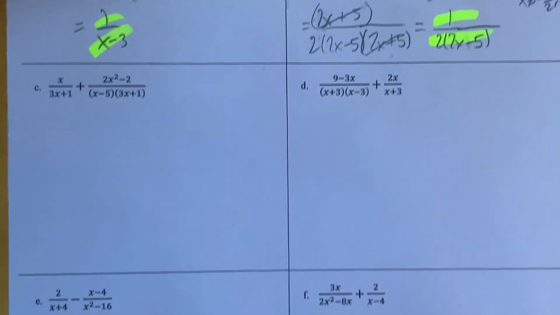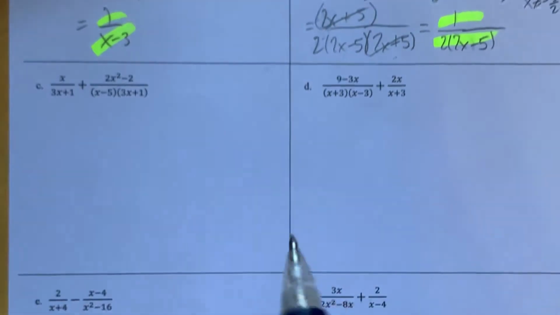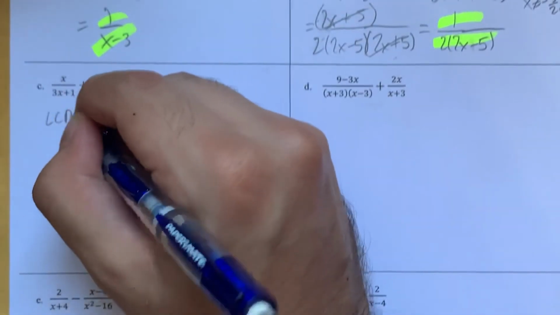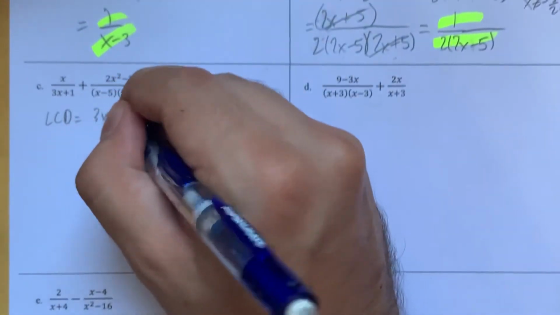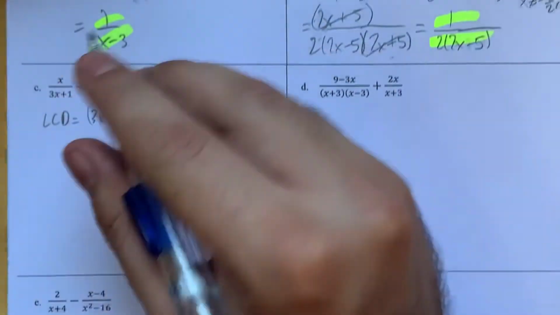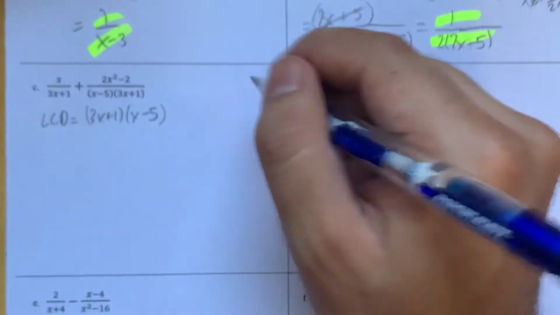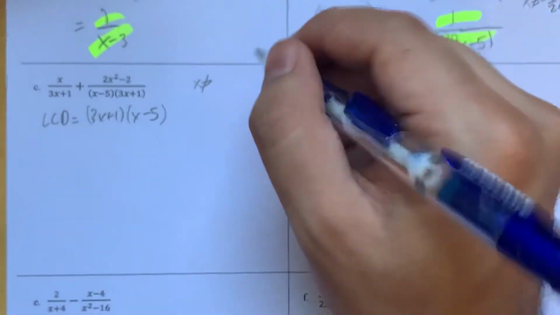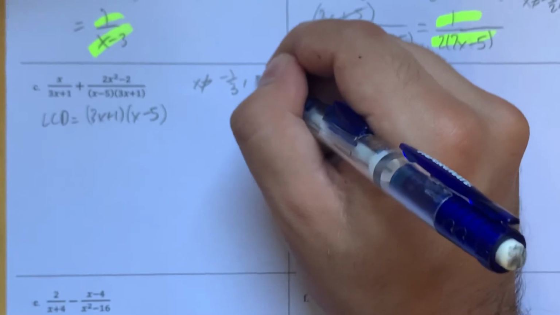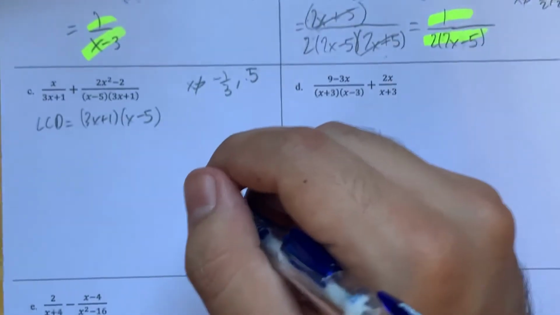All right, let's do the next two, C and D. So for C, we're gonna have to find the least common denominator. And as you can see, the LCD is equal to 3x plus 1 times x minus 5. So we can write our exclusions based off of the least common denominator. X cannot equal negative 1/3 or positive 5. Right? There we go.